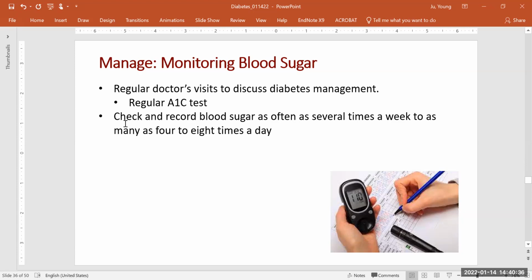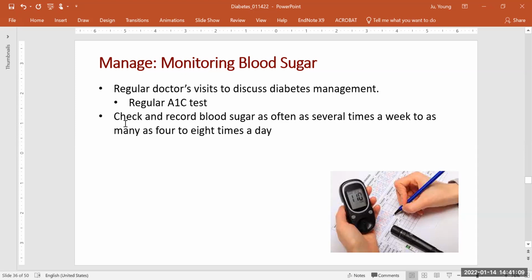It's recommended to regularly visit your doctor at least every 3 to 4 months to discuss diabetic management. During these visits, the doctor will check your hemoglobin A1c levels. If your A1c level has increased compared to the previous measurement, which was 3 or 4 months ago, your healthcare team may change your medication strategy or meal plan.